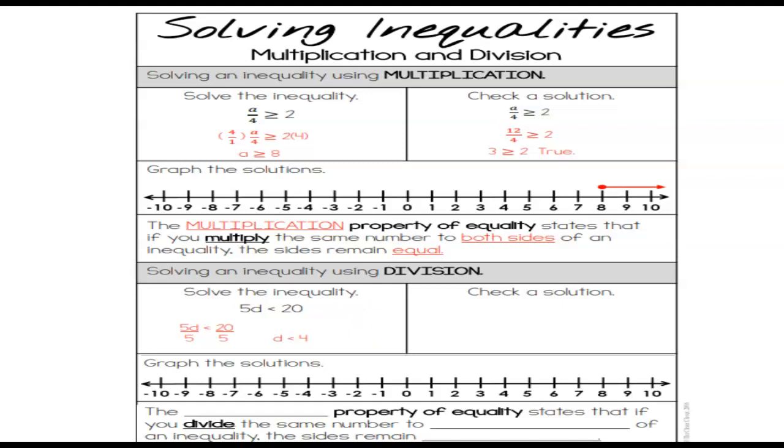Let's check our solution by using a solution that is less than 4. We're going to replace d with -2. 5 times -2 is -10, and -10 is less than 20. So this makes our inequality true. When we graph this inequality, we'll have an open circle over the 4 and shade to the left.